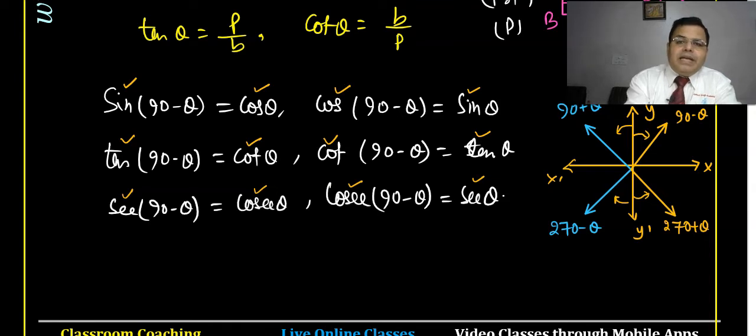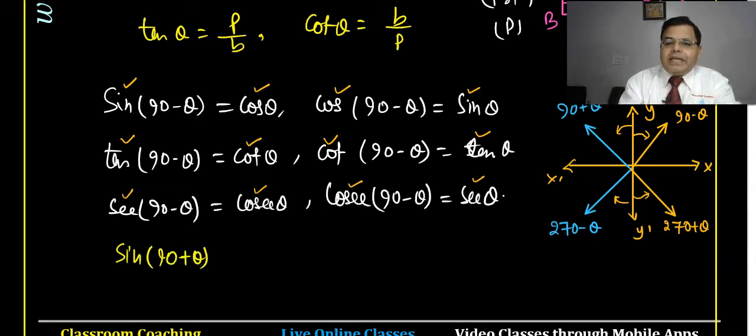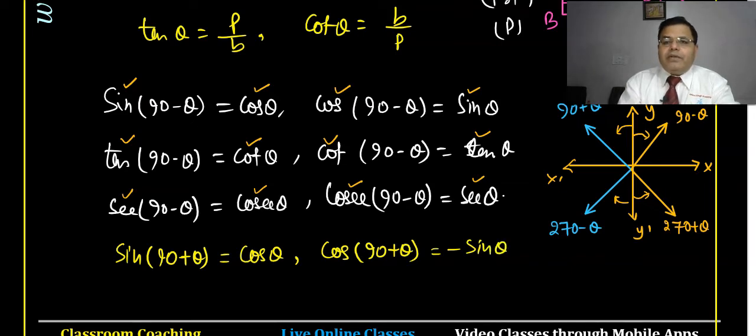If I will write 90 plus theta, then what will happen? For example, if I am writing sine 90 plus theta, 90 plus theta is an angle that lies in second quadrant, and in second quadrant, remember sine is positive, so it will be cos theta. But cos 90 plus theta, the angle lies in second quadrant, and in second quadrant, cos is negative. So it will be minus sine theta. Function will change, but sign will be negative. I hope you got this point.